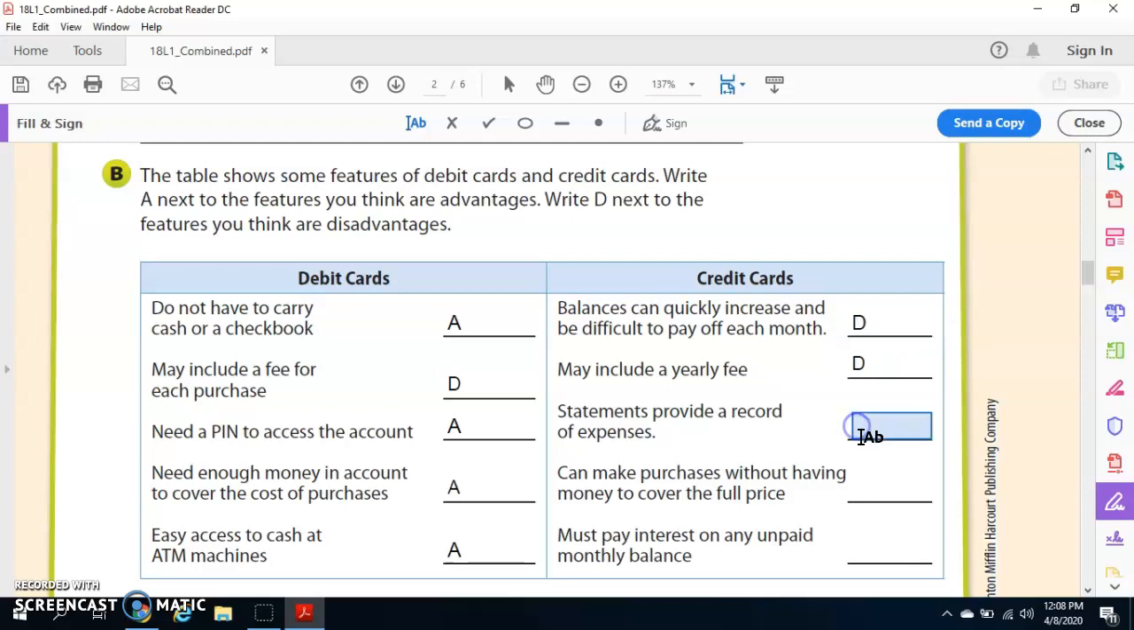Statements provide a record of expense. That's an actual good advantage because it gives you a record. Okay, hey, all right, where did this money go? Well, here you go. You bought this, you bought this, you bought this with a credit card, and it helps.